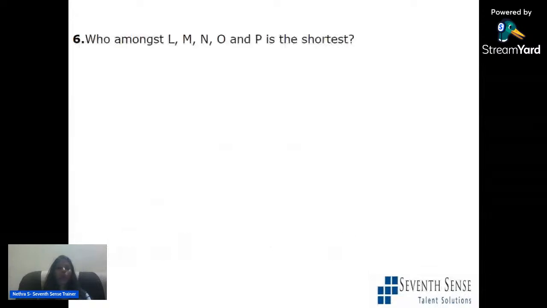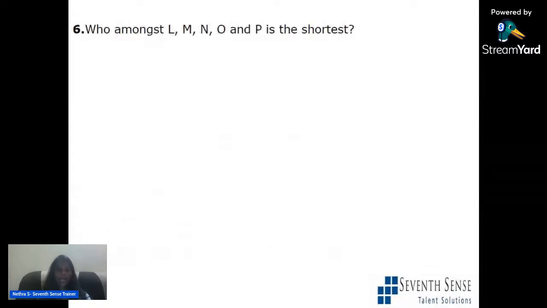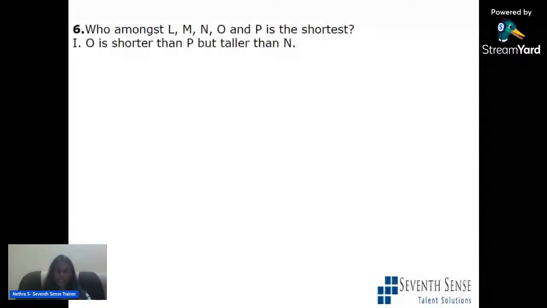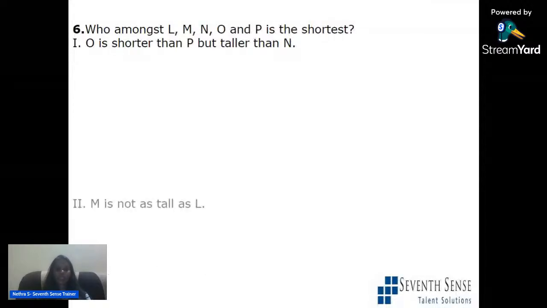Who amongst L, M, N, O and P is the shortest? And here are your statements. Statement 1: O is shorter than P but taller than N. And second statement: M is not as tall as L. And here are your options.